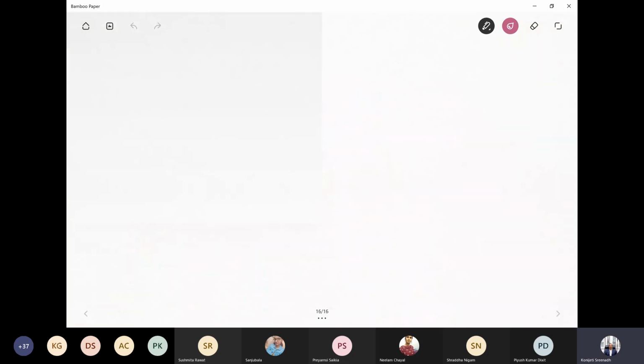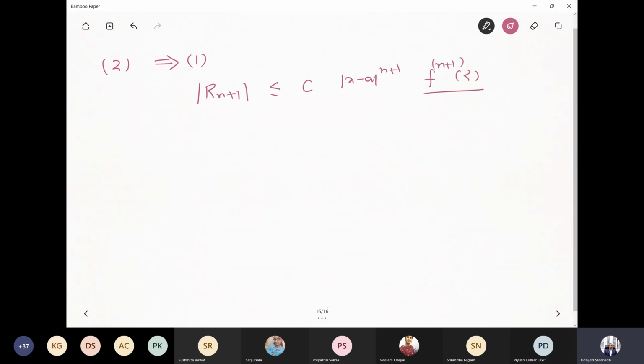Right, so I write to the power n plus 1. So this is mod. All of you can watch the videos, but you don't have to be busy writing things down, because I'm going to share the notes. Anyway, we'll also have the videos. Yeah. So this is going to be less than or equal to the constant times mod x minus a to the power n plus 1 and f^(n+1) at the point psi by (n+1) factorial. This constant is not there.